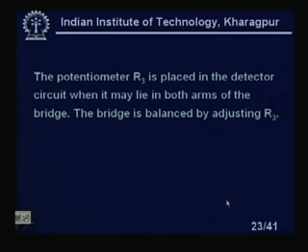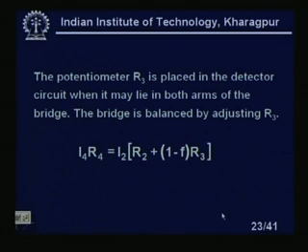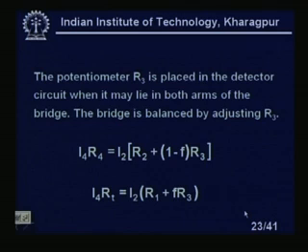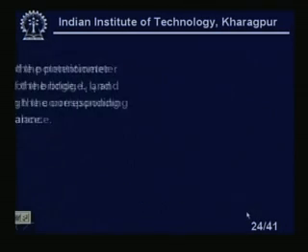Now, the potentiometer R3 is placed in the detector circuit, where it may lie in both arms of the bridge. The bridge is balanced by adjusting R3. So, I am writing the equation: I4 R4 equals I2 times R2 plus (1 minus F) into R3. This is the first equation of the bridge balance. On the right hand side, I can also write I4 RT equals I2 times R1 plus F R3.